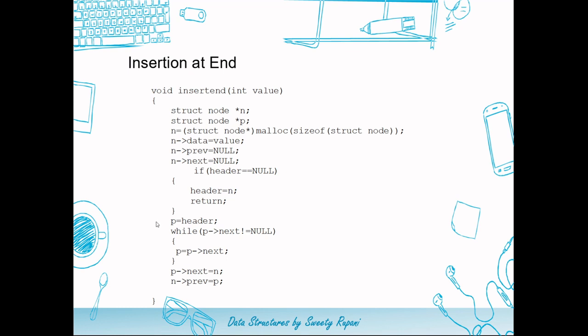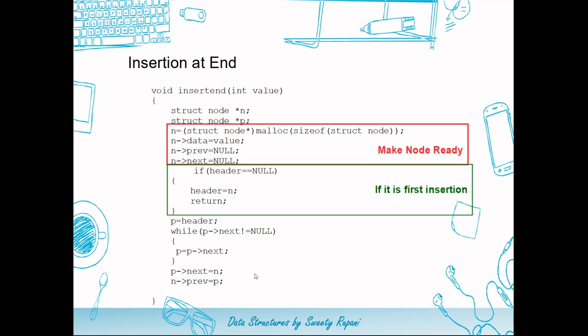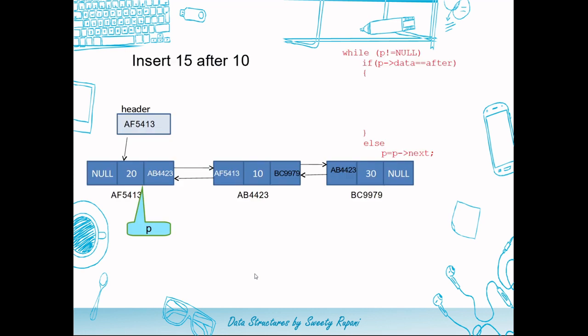But if not, we will follow the procedure that we have seen with an example, that is moving a p to point to a header, continuing with this while loop and updating these two pointers. Let us now have a look at this is how we make a node ready and our first insertion.